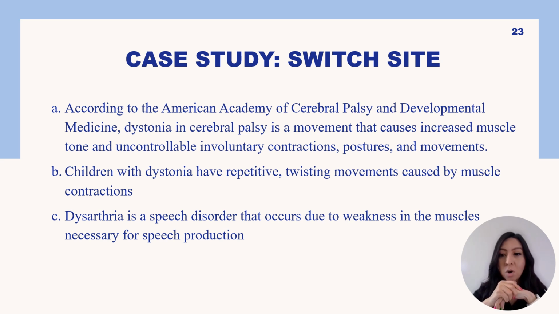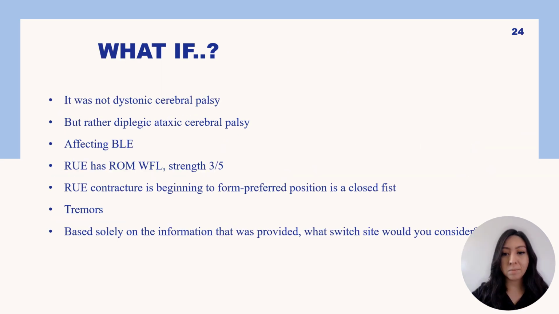Okay, so overall, I like the answers that we're thinking and the discussion that we're having. Okay, great job. Okay, so now let's go ahead and change this up a little bit. What if it was not dystonic cerebral palsy, but rather diplegic ataxic cerebral palsy?